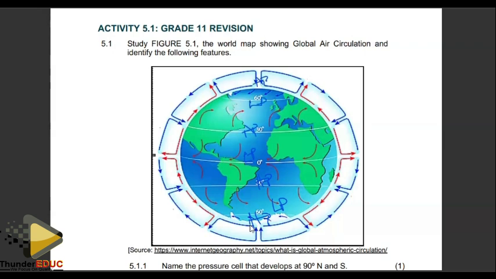So because of this, we tend to have air moving from high going to low. Coming from high, it must go to low.